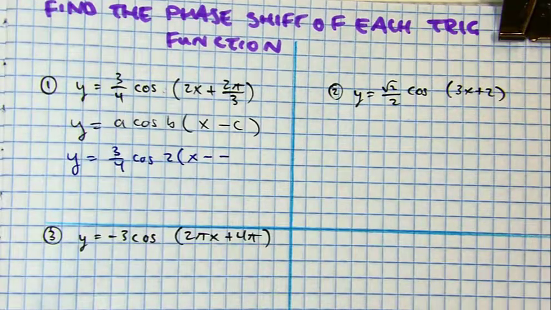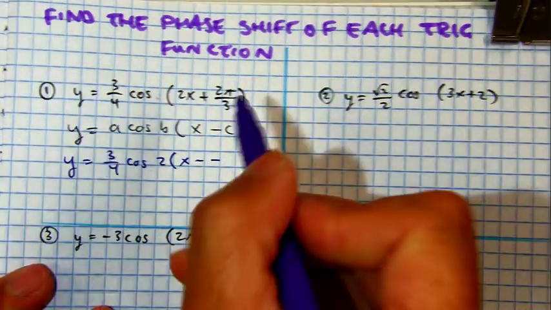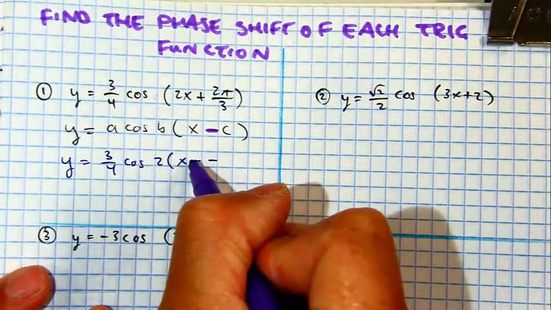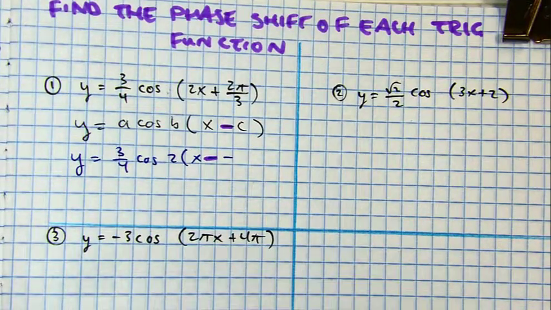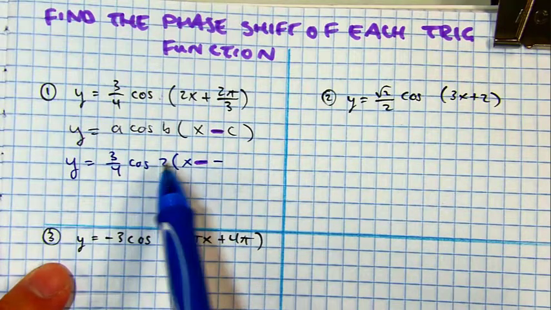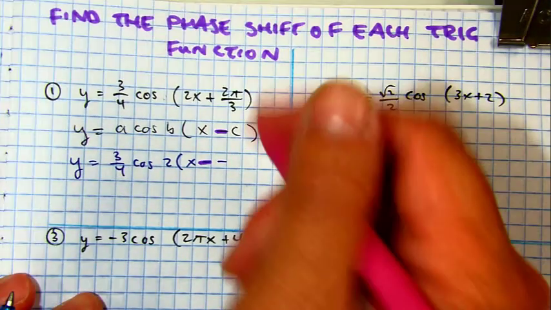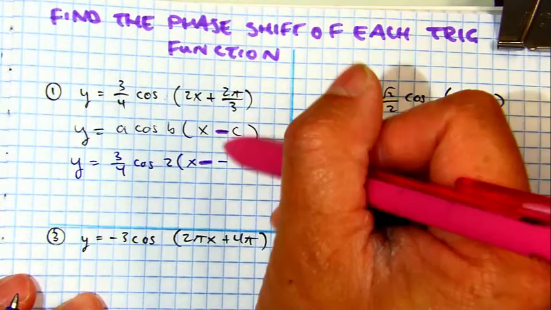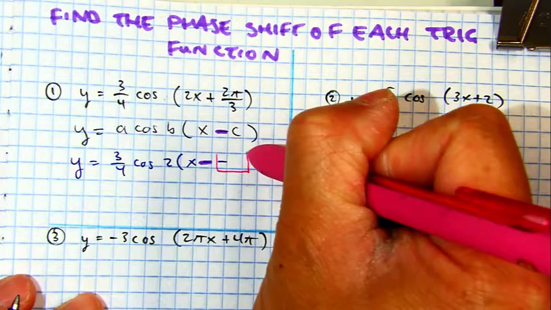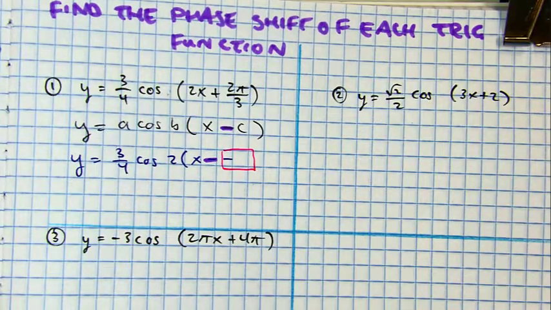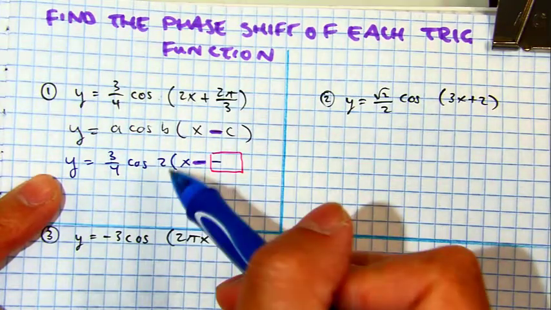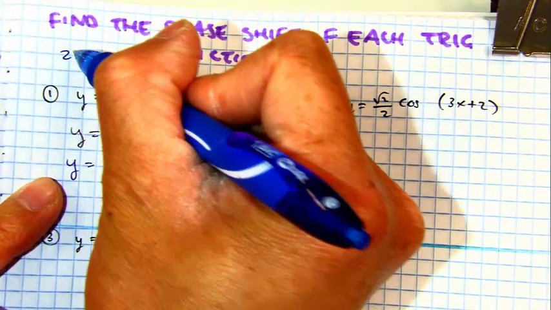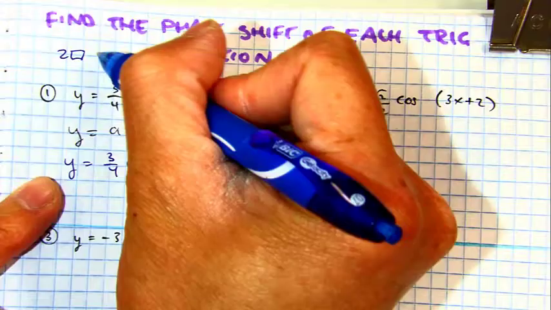Let me try to make this super obvious. The formula has a minus sign in it, and we're trying to find that C value, right? This is 2 times something equals 2 pi over 3. So I like to do this little side problem if you're not getting it. 2 times x is 2x. 2 times the box is 2 pi over 3.